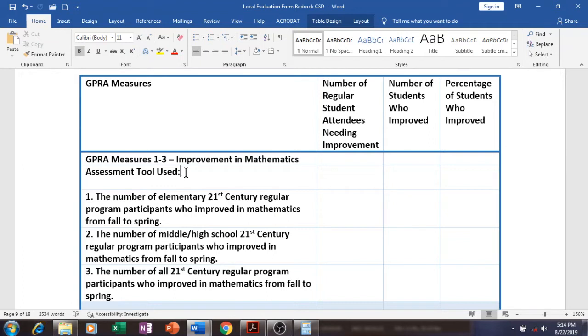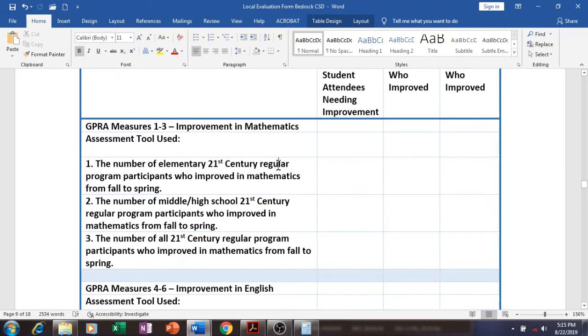So once you've entered the assessment tool, you just type it in there. Then the next thing you should do is fill out the data. Notice there's a column for the number of students needing improvement, regular students, not total, the number of students who improved, and the percentage who improved. Let's take a look at this first one. The number of elementary regular program participants who improved in mathematics from fall to spring. This doesn't cover summer. GPRA is about the school year.